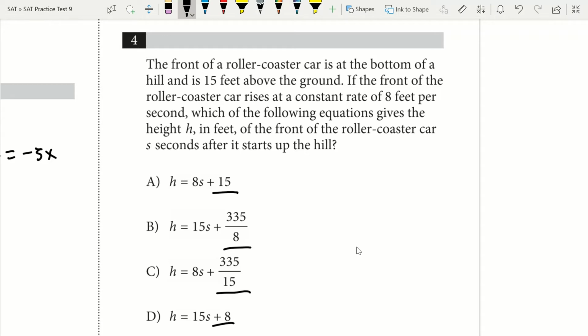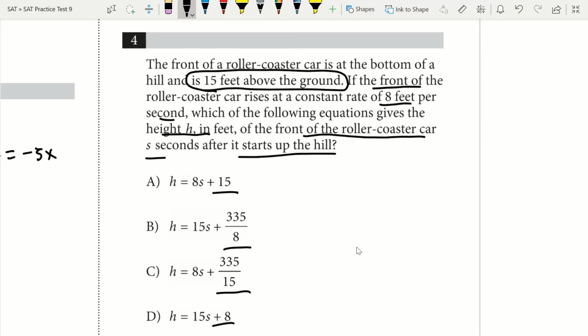The front of a roller coaster is at the bottom of a hill and is 15 feet above the ground. Okay, so I know my height, its intercept's going to be 15 feet above the ground. If the front of the roller coaster car rises at a constant rate of 8 feet per second, which of the following gives the height h in feet of the front of the roller coaster car s seconds after it starts up the hill? Well, its intercept is going to be where s is 0, because that's when the time starts. We know that at 0 seconds, it's 15 feet above the ground. Thus, our answer there is going to be answer choice A.